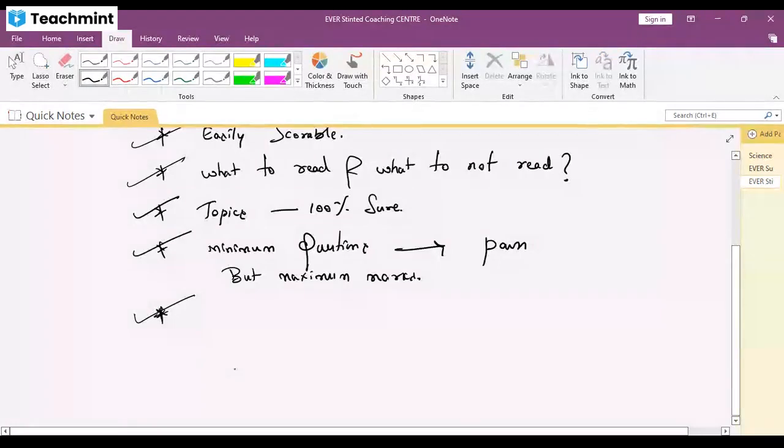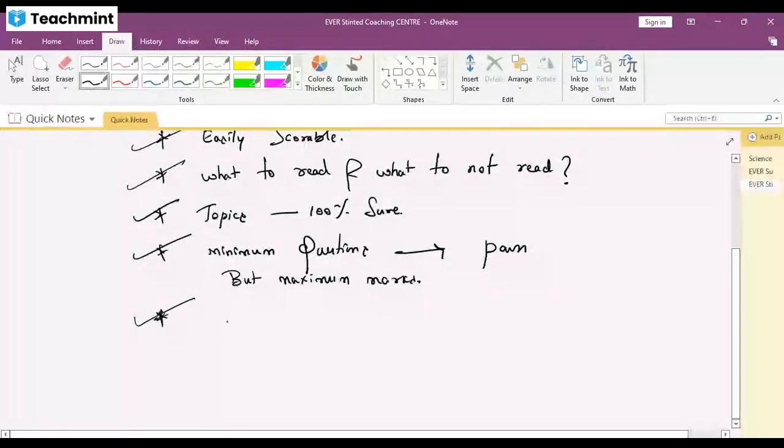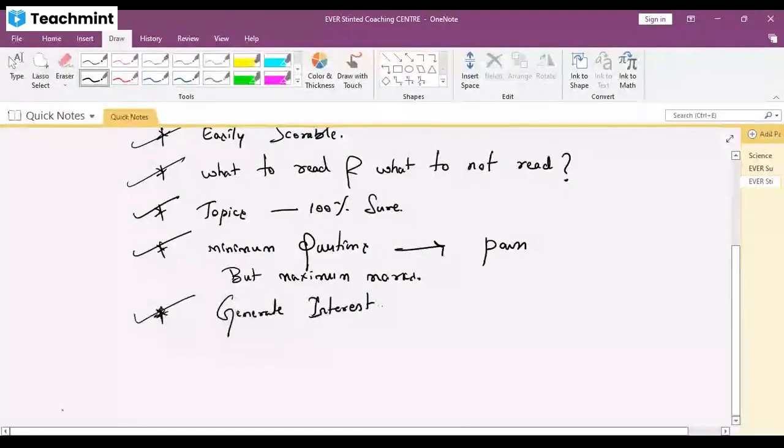And more important than all these things, please generate interest in the subject. Until and unless you have interest, you cannot score, and sometimes you cannot even pass. If you want to pass this exam, if you want to score in this exam, your interest is the deciding factor. Understood? So this is very important.